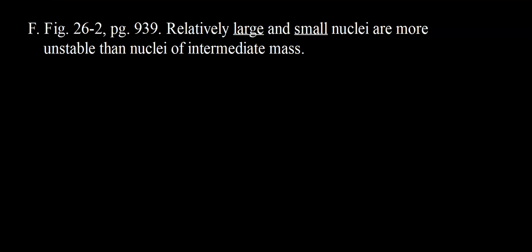Look at figure 26.2 on page 939. So this is a plot of binding energy versus mass number. And so we see relatively large and small nuclei are more unstable than nuclei of intermediate mass. So nuclear binding energy gives us an indication of relative stability. The higher the nuclear binding energy, the more stable that nucleus is. And so we can see here that according to this graph, iron is the most stable nucleus on here. It has the highest nuclear binding energy.